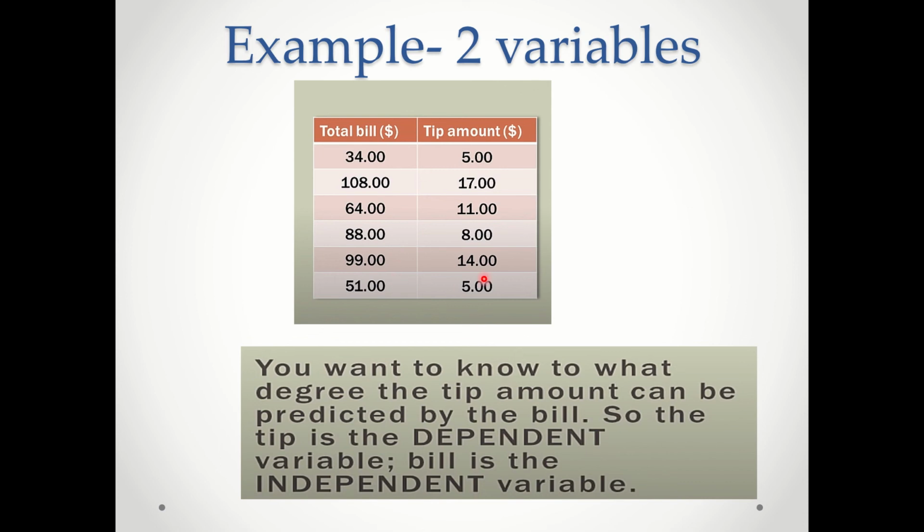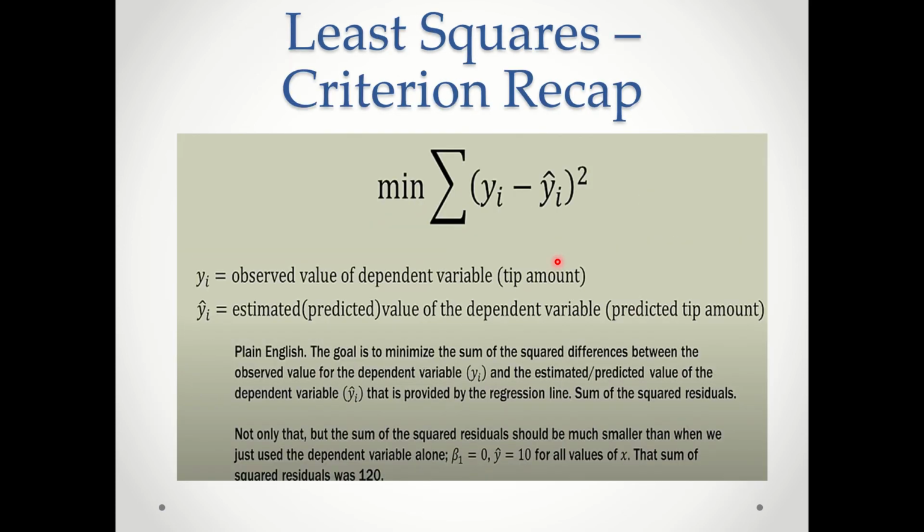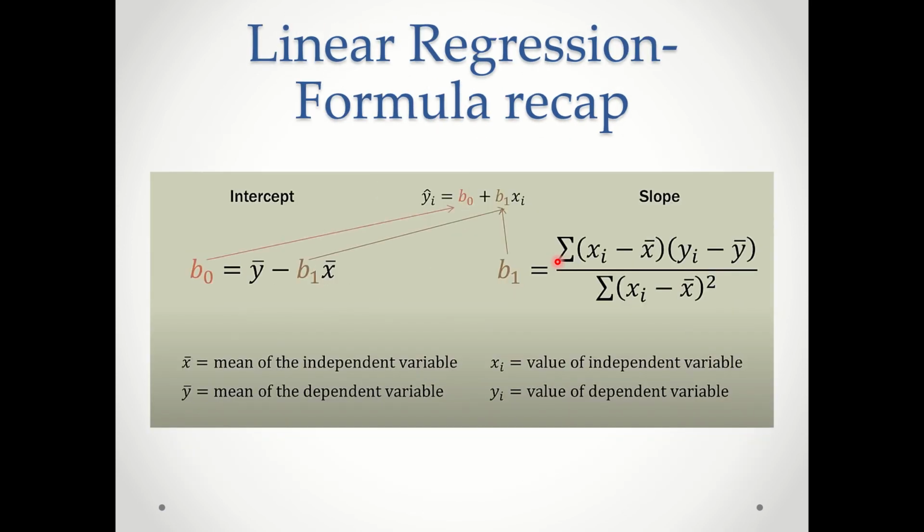Initially, in the previous case, we had only the tip amount. Now we have the bill amount as well, and the tip amount that is given is also there. With this combination we will find out what amount is to be gotten as a tip. So again it's all the same, don't worry.